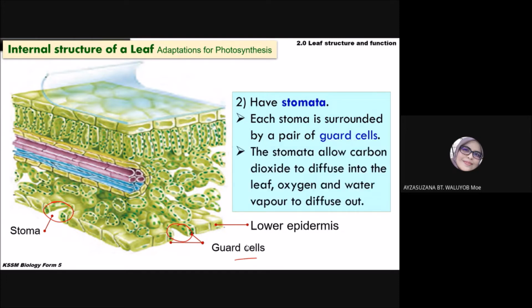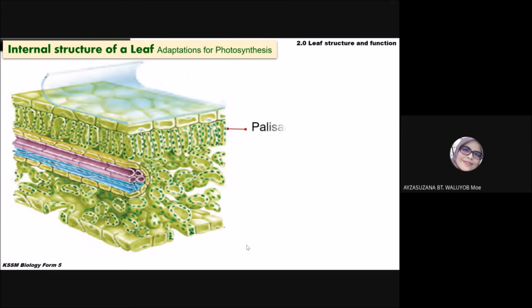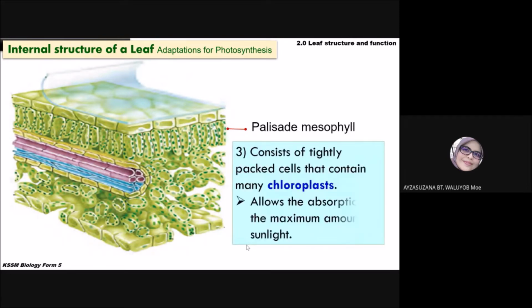So what is the function of this stomata? It is to allow carbon dioxide to diffuse into the leaf, and oxygen and water vapor to diffuse out. Okay, then palisade mesophyll consists of tightly packed cells that contain many chloroplasts. So the palisade mesophyll has many chloroplasts to allow the absorption of the maximum amount of sunlight. Okay, maksudnya cahaya matahari pada tahap yang maksimum.